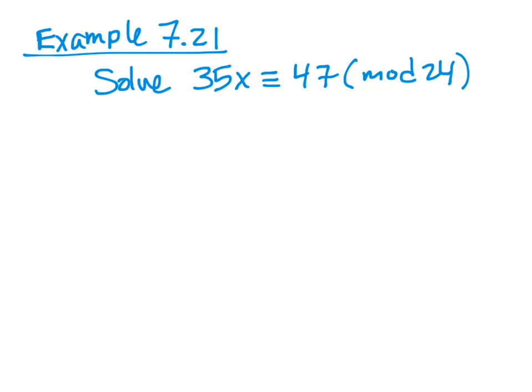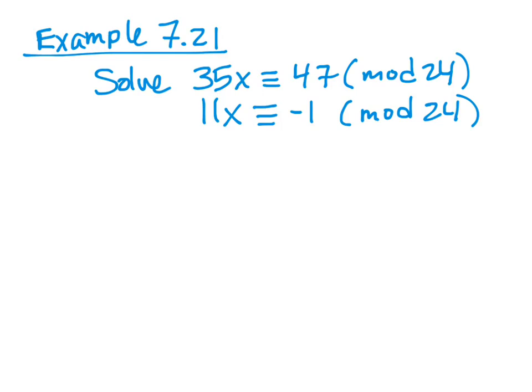So the first thing we can do is reduce 35 and 47 to their least residues mod 24, and if you do that you have 11x is congruent to 23, and notice we could choose 23, but if you subtract 24 we could also go with -1, which is a little bit nicer, so let's go with that rather than the least residue.